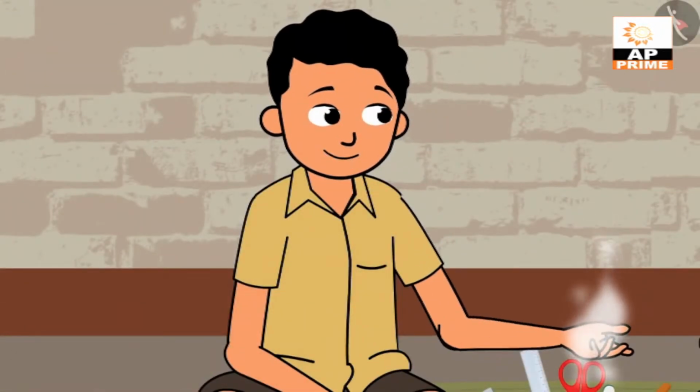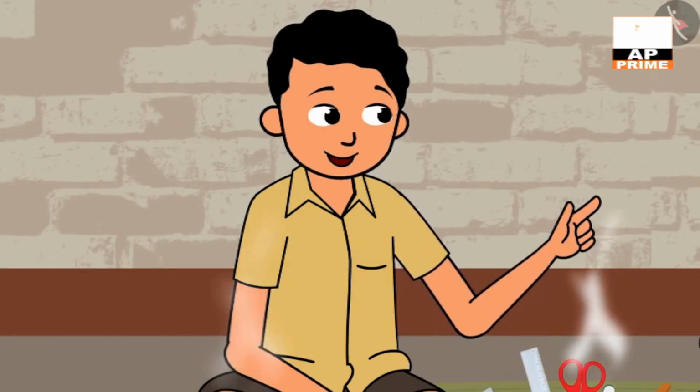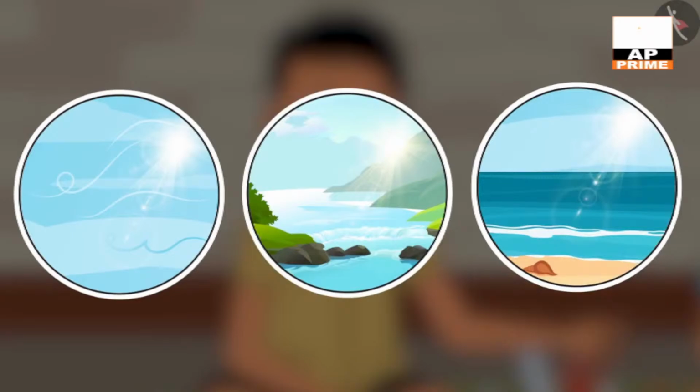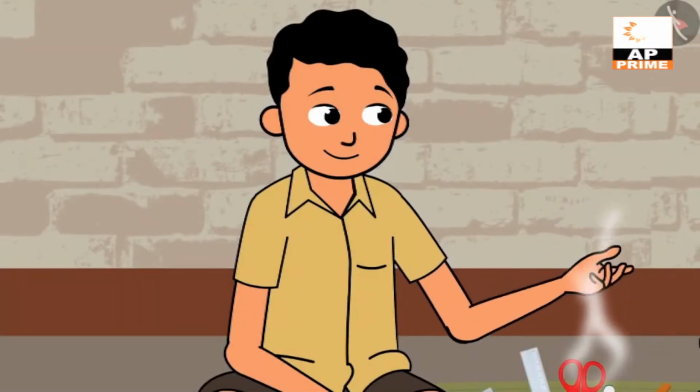Yes, you are right. The sun also gives so much of heat, and because of that, the air and water in rivers and sea becomes hot. So are air and water conductors or insulators?